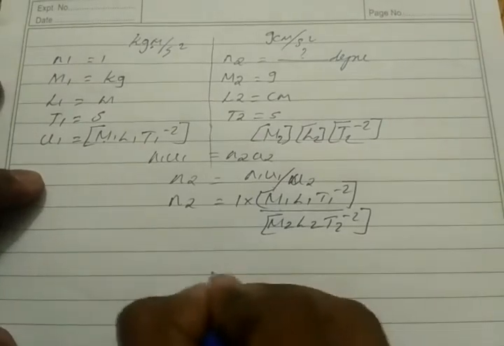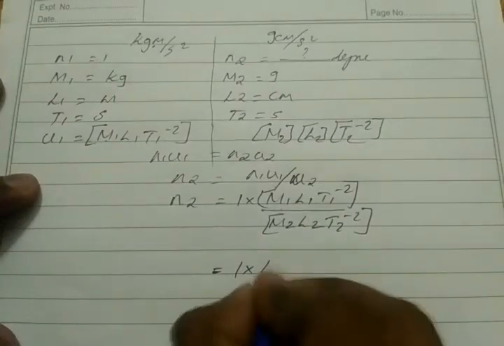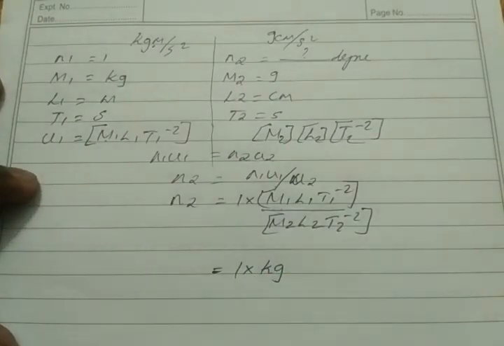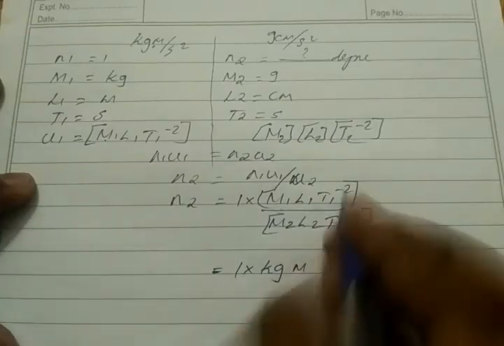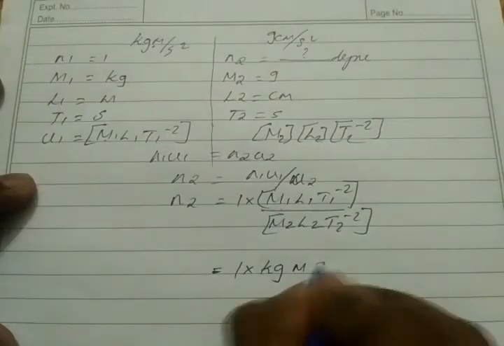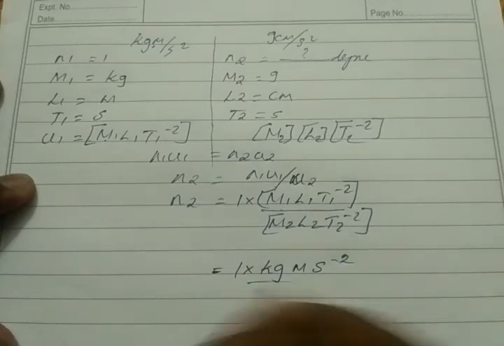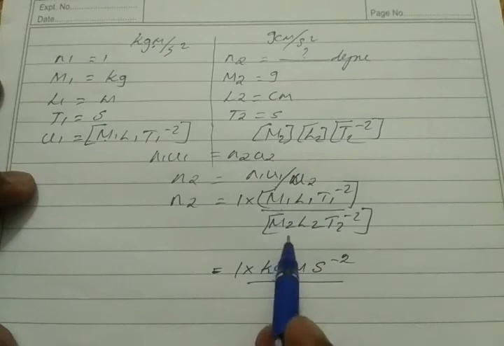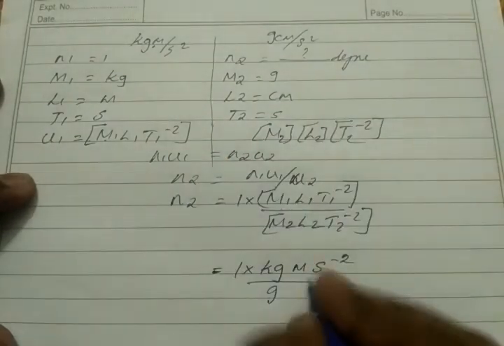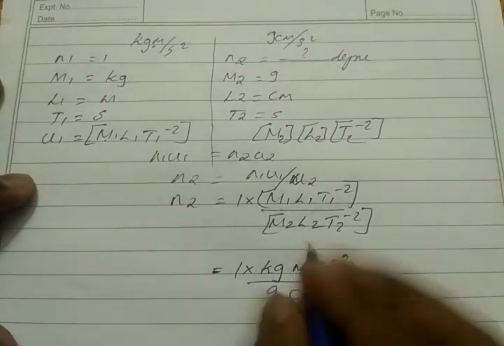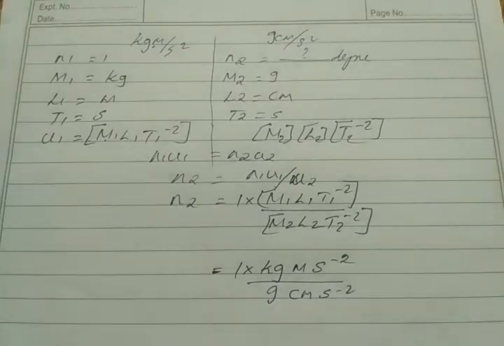So we know for M1 we take the value of kilogram, for L1 we take meter, and for T1 we take second, so second to the power minus 2. And for M2 we use gram, L2 centimeter, T2 second. Here we have power minus 2, so power minus 2.